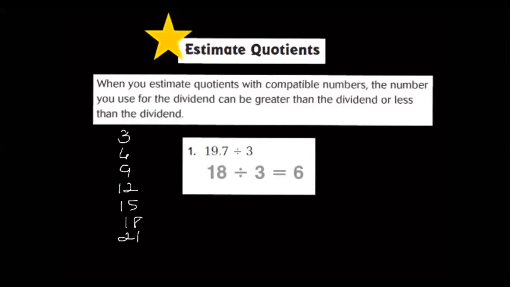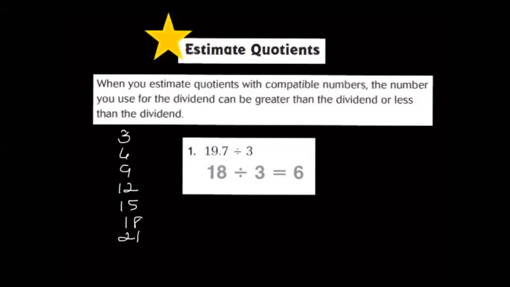Now, what I know is 19 7/10 falls right in between my 18 and my 21. So I'm going to go ahead and choose that 18 because 18 is a little bit closer to 19 7/10 than 21. And so what we do is we're going to turn 19 7/10 into 18. And I know that 18 divided by 3 is going to leave me with an estimated answer of about 6.